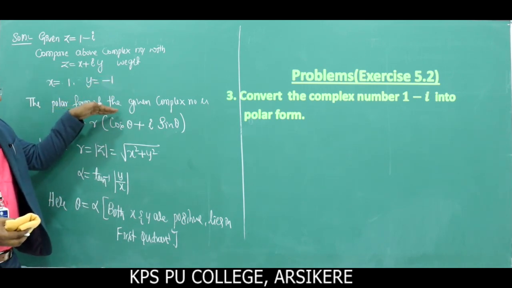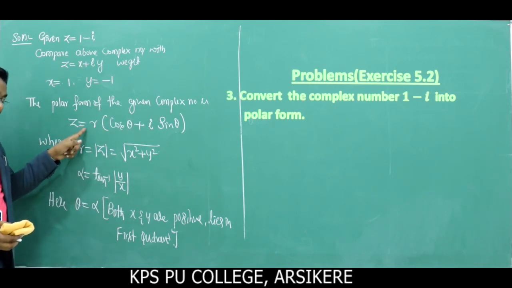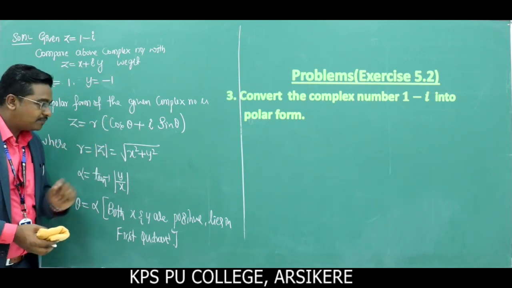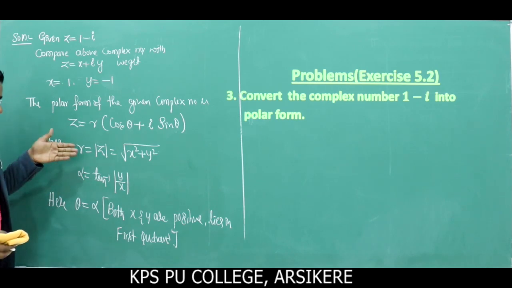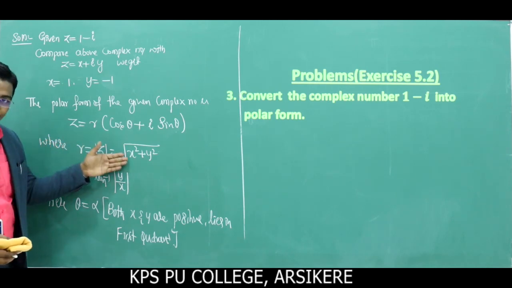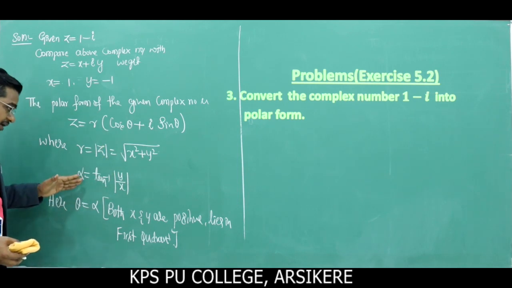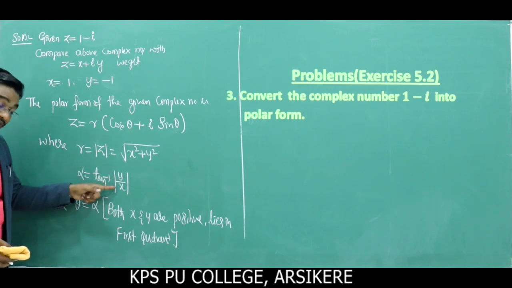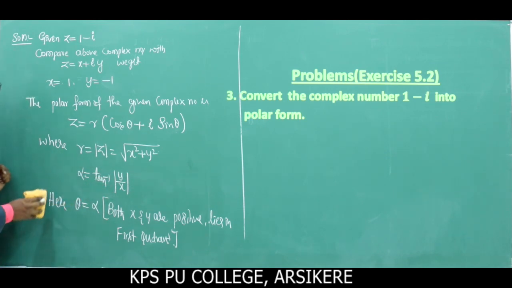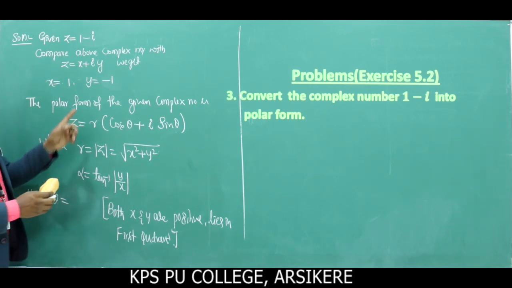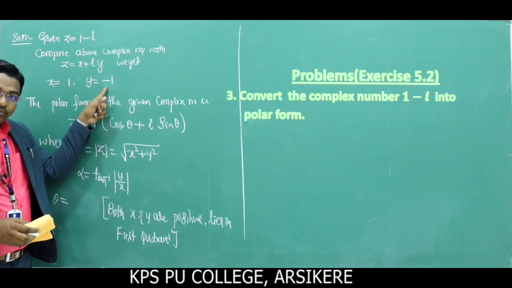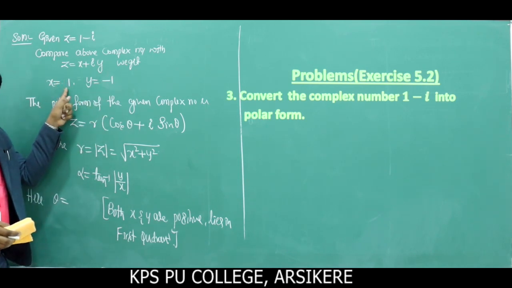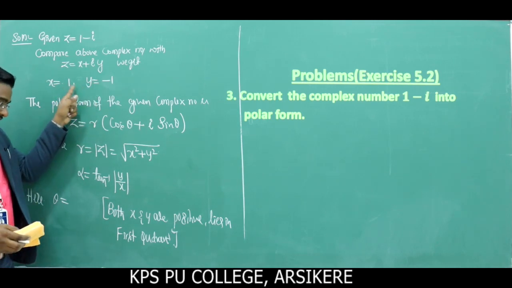The polar form of the given complex number is z is equal to r times cos theta plus i sin theta, where r is equal to modulus of z, which is root of x square plus y square, and alpha is equal to tan inverse of y divided by x. So what does theta become here? This is very important. Just observe here, y is negative and x is positive.